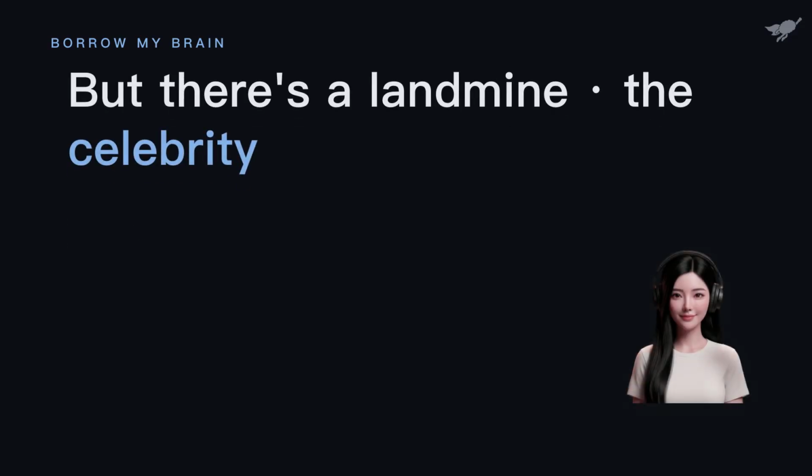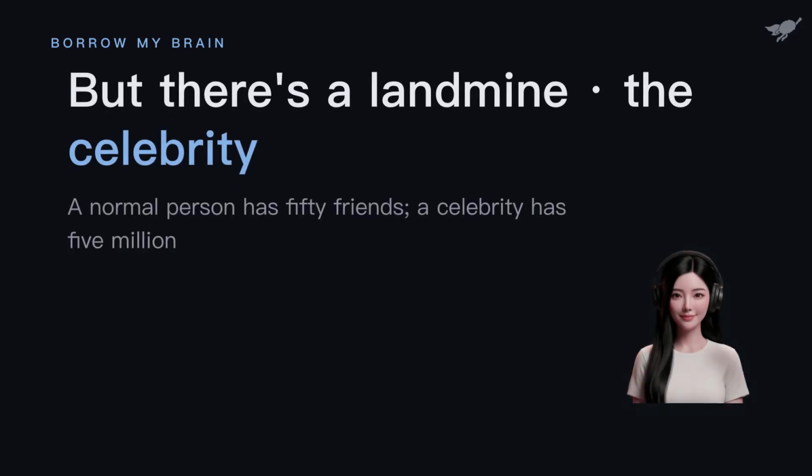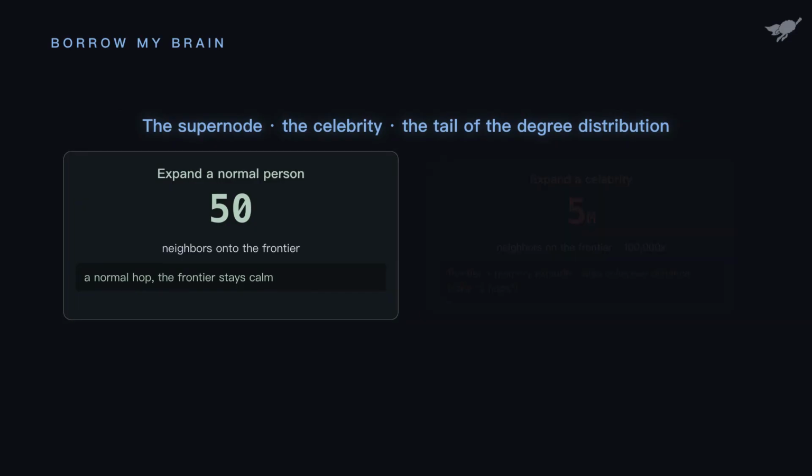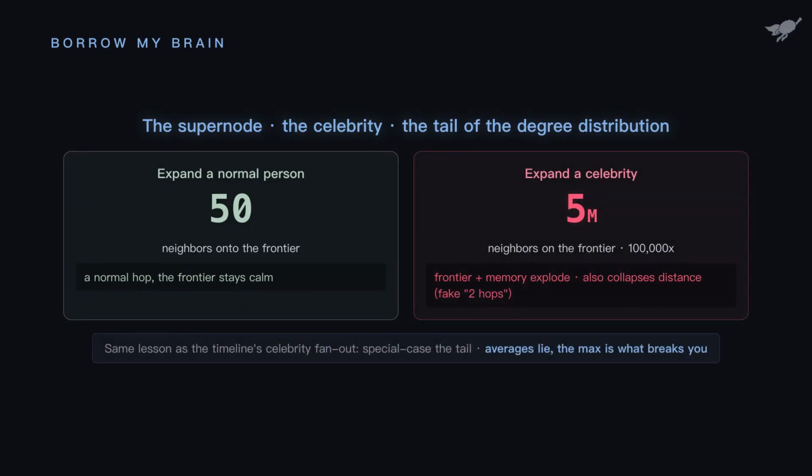But there's a landmine here. Celebrities. A normal person has 50 friends. A celebrity has 5 million followers. The moment BFS expands into a celebrity, it has to cram 5 million neighbors into the frontier. 100,000 times the work. The frontier and memory blow up on the spot.